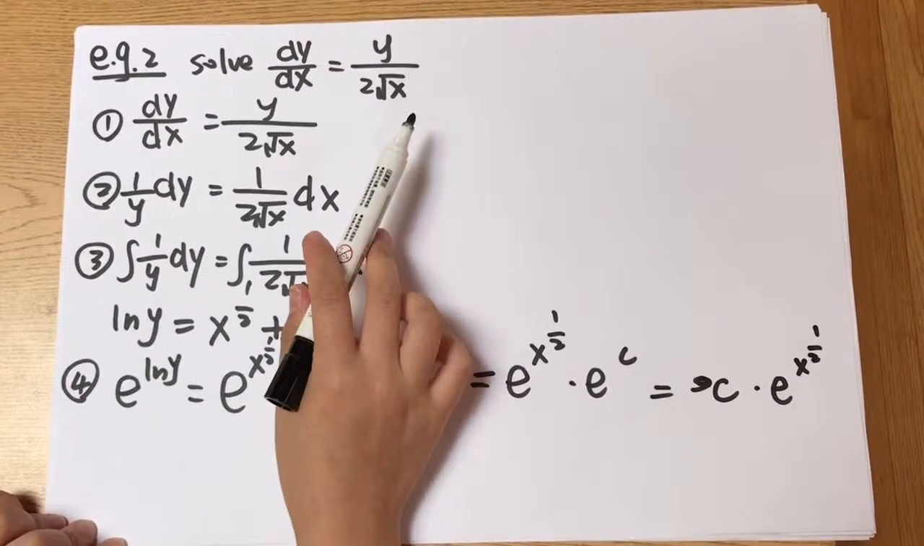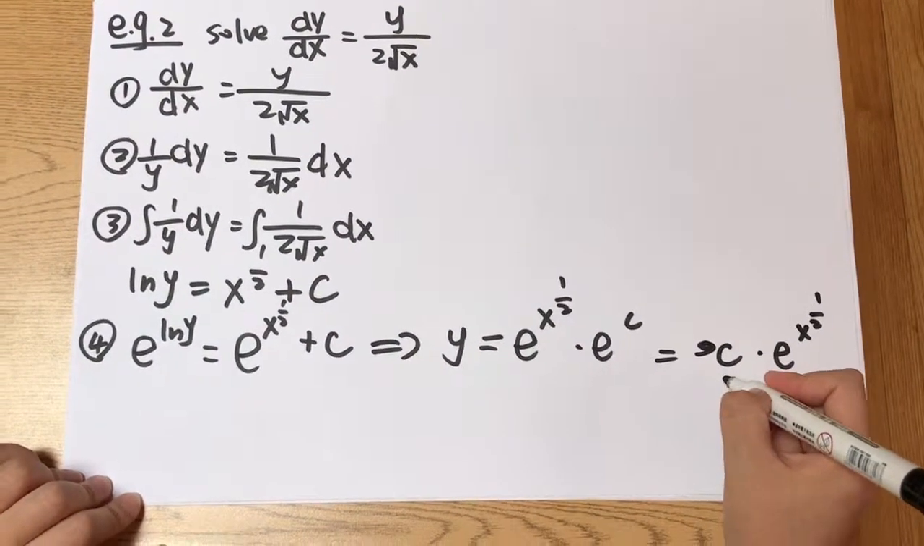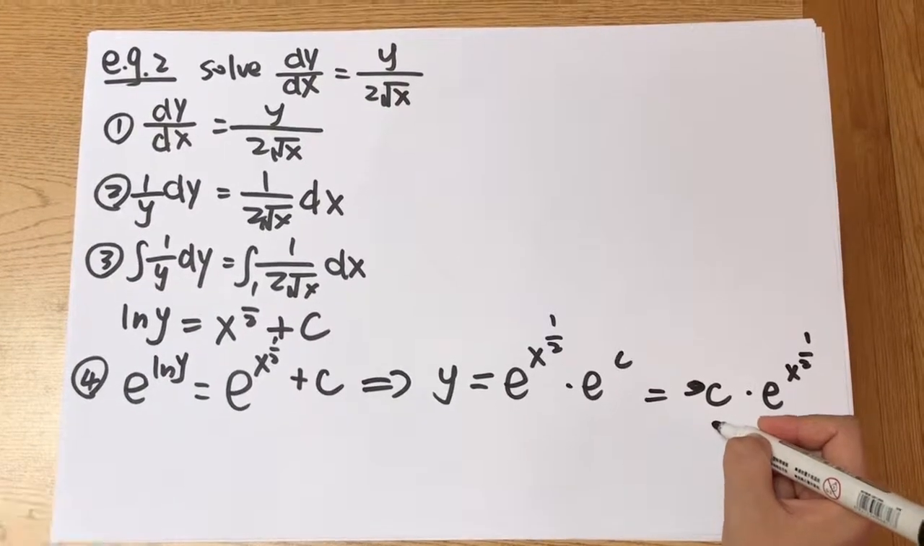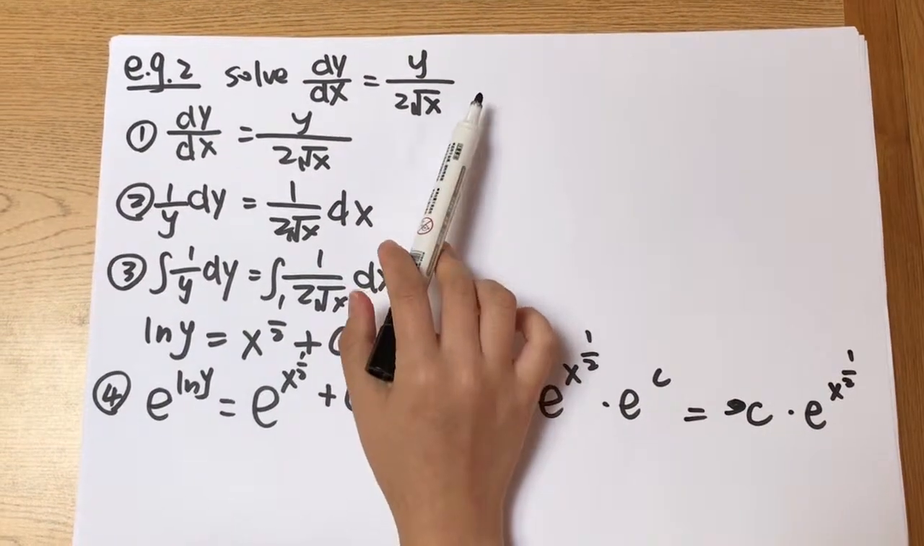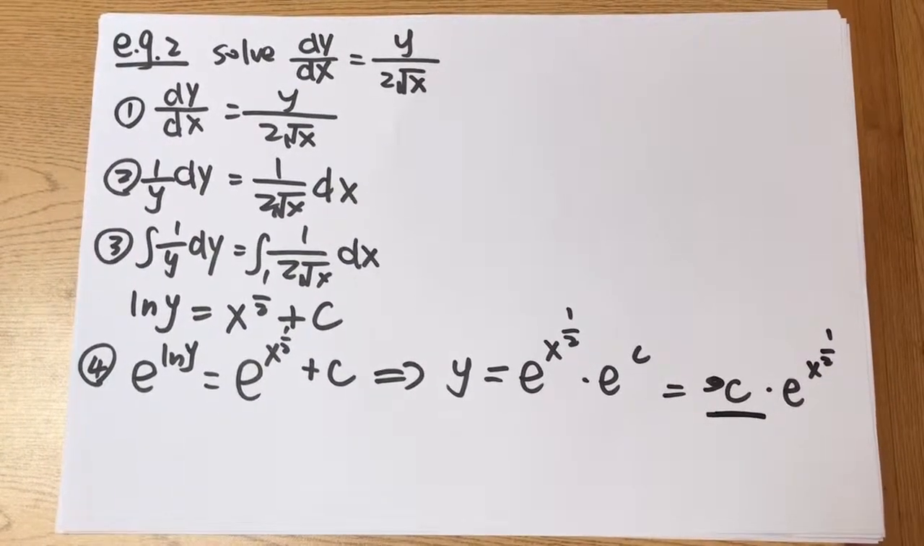And because there's no given x, y value in the problem, we cannot solve for c here. But in most cases, we have given x and y values so that we can solve for the constant c. And we will talk about that in a later video.